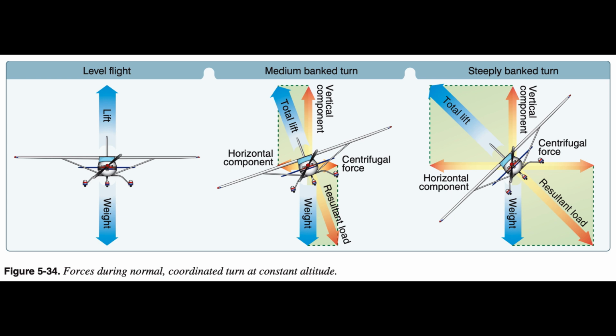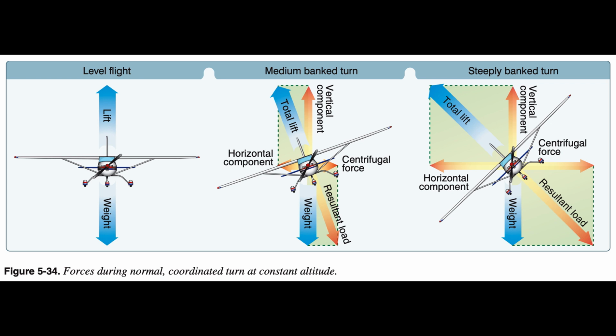This is done by increasing the AOA until the vertical component of lift is again equal to the weight. Since the vertical component of lift decreases as the bank angle increases, the AOA must be progressively increased to produce sufficient vertical lift to support the aircraft's weight. An important fact for pilots to remember when making constant altitude turns is that the vertical component of lift must be equal to the weight to maintain altitude.